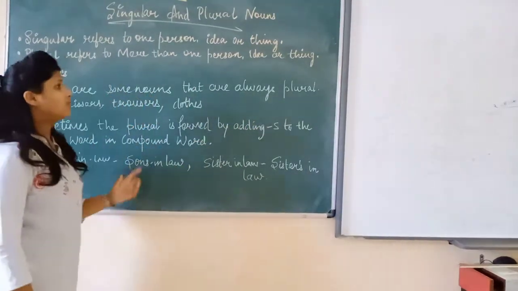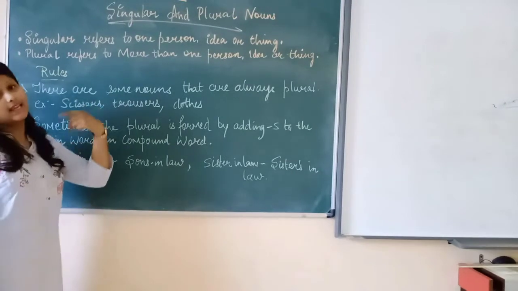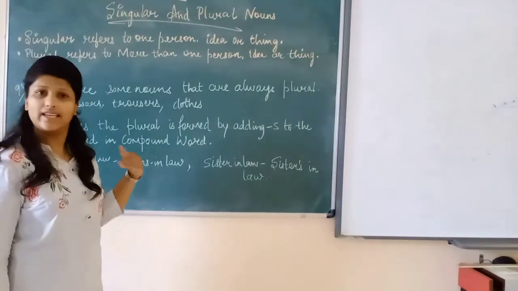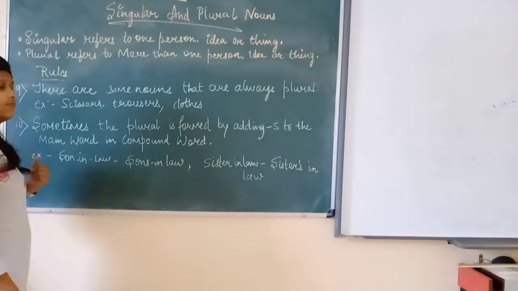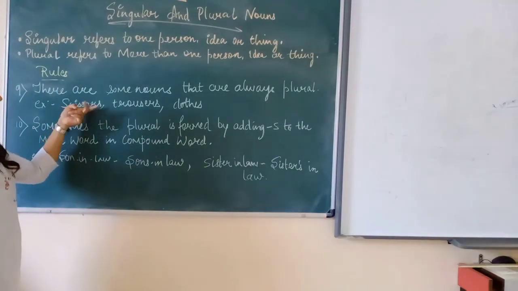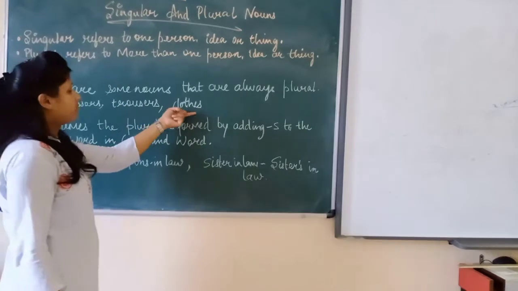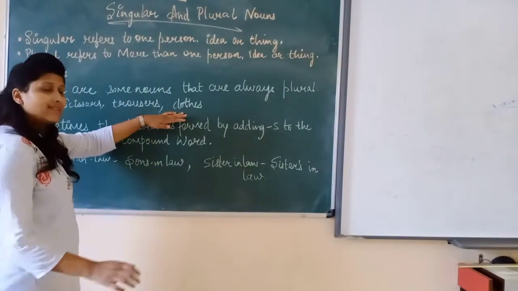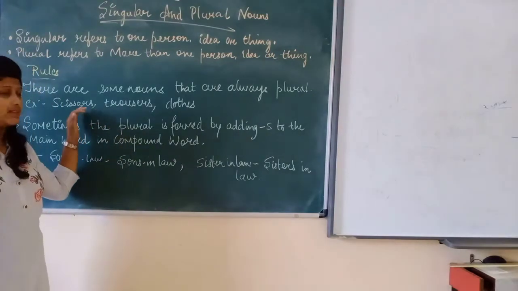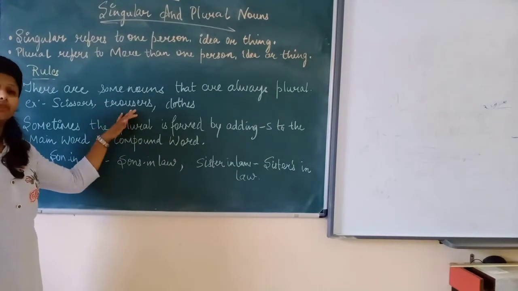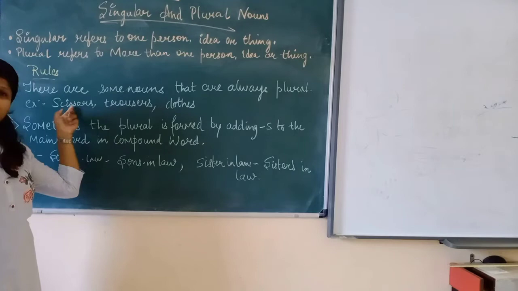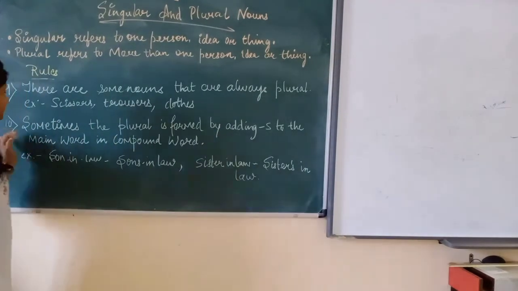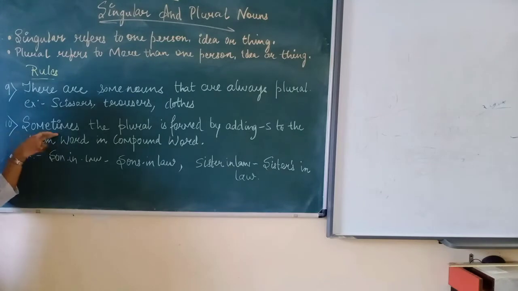Now, the ninth rule says that there are some nouns that are always plural. That means when we use these words in singular sense also, they are always the same as they are in plural form. For example, scissors, trousers, clothes. We use these words in both forms as they are. That means in singular and plural, both forms we are going to use these words in the same way as they are.